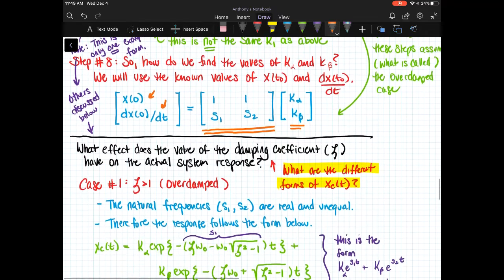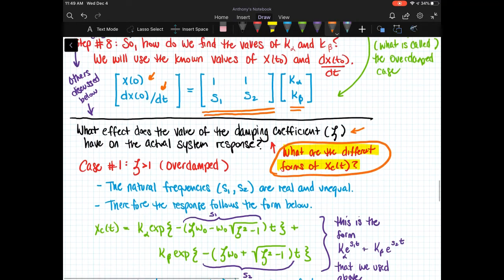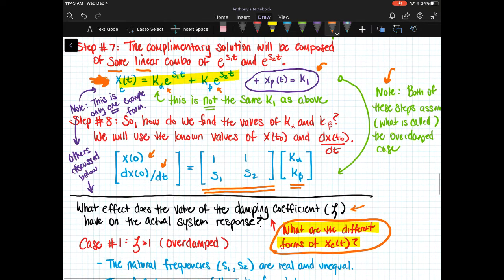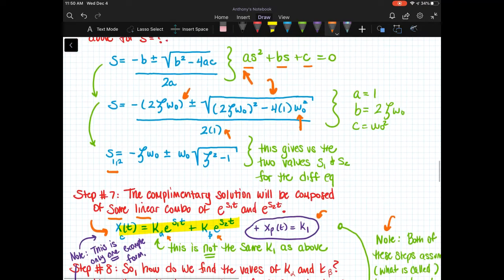But we still need to address another question, which is what effect does the damping case have on the actual system response? And probably the more important question is this one right here. What are the different forms of the complementary solution? Again, the one that we showed here is only one of 3 potential forms. So for the overdamped case, the natural frequencies S1 and S2 are real and unequal to one another. And that's a side effect of the value within the square root here being greater than 0.